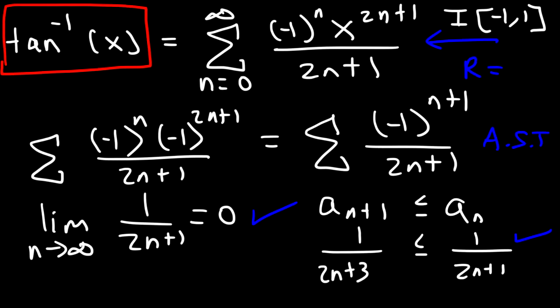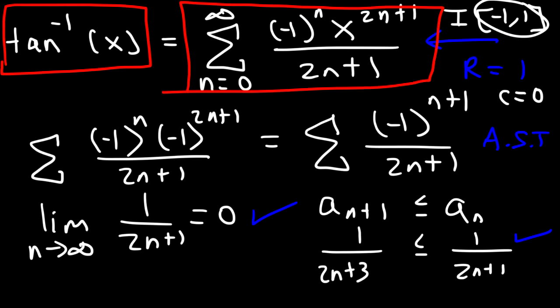Now we said that the radius of convergence is 1, and this particular series is centered at 0. 0 is the midpoint between negative 1 and 1. And so that's it for this particular problem. So now you know what the power series is for arctangent of x. And you know the radius of convergence and the interval of convergence.